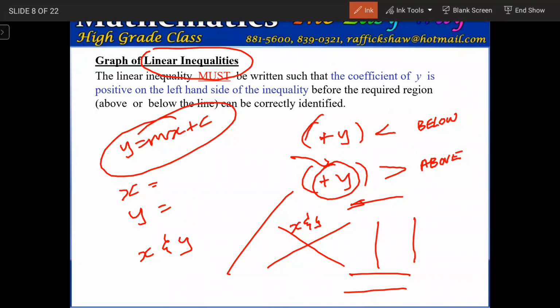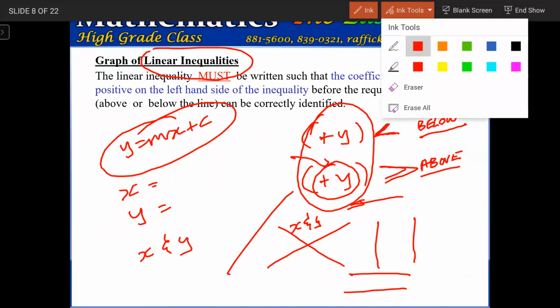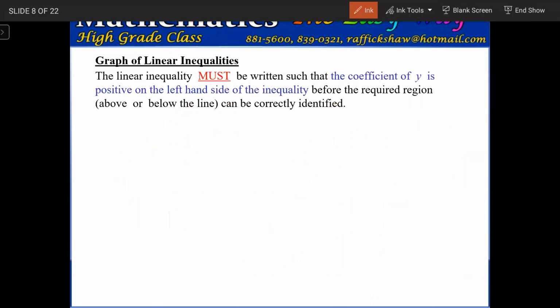All I'm saying to you is that you want the y value on the left side to be positive. When the y value on the left side is positive, less than means you want below the line, greater than means you want above the line. I illustrated some numbers just now.